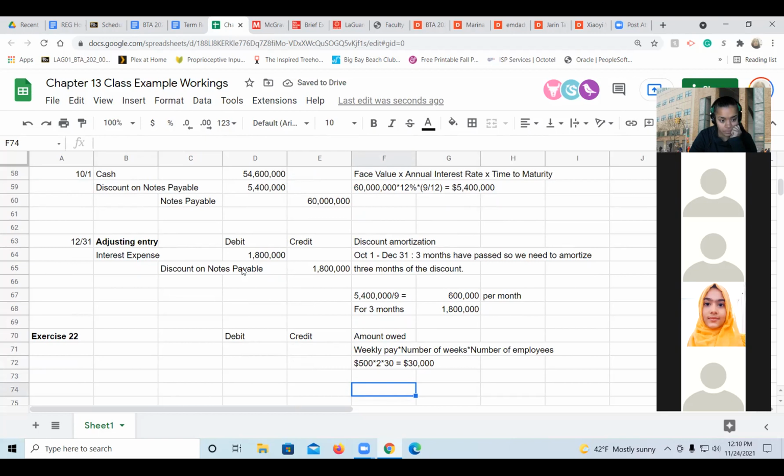All right. And so, like I said before, it's salaries and wages or just salaries expense. It depends on the company what the name is for the account. So there's a debit to an expense, and then salaries and wages payable is the credit. 30,000.